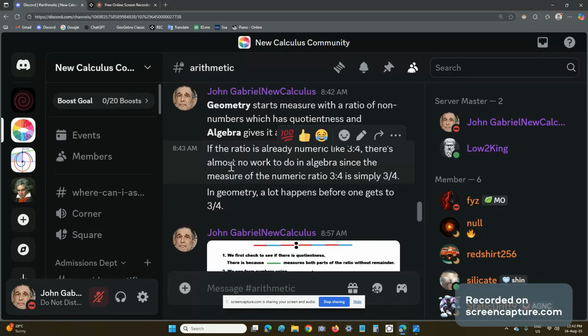In geometry, a lot happens before one gets to 3 over 4. A lot. And 3 over 4 does not mean 3 divided by 4. That's already happened. It's in the past. There's nothing to do. 0.75 is not 3 divided by 4, you idiots. It's the representation of 3/4 in base 10, and there's a lot more than division going on there.